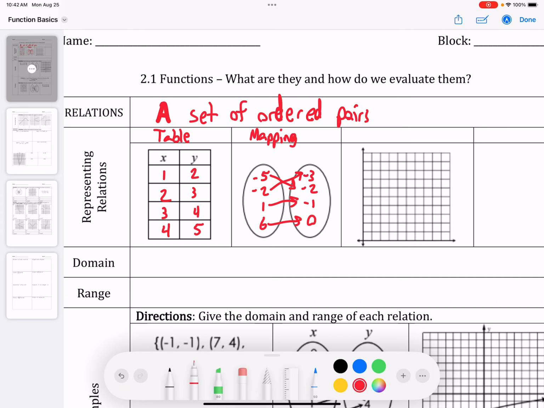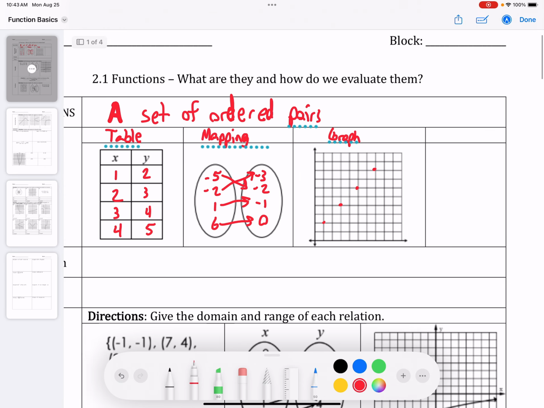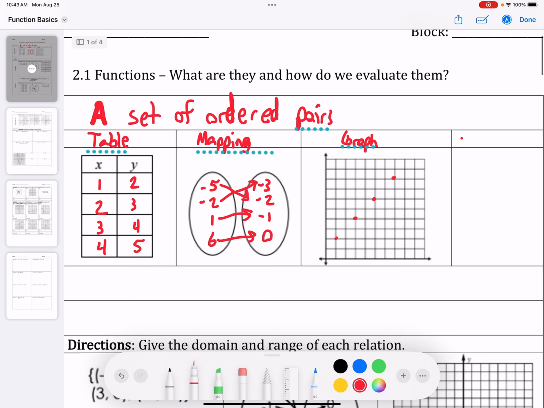And then the last thing is a graph. Well, second to last thing is a graph. Okay, so a graph is just a set of ordered pairs. So here's an example of a graph. We've dealt with graphs enough. And then the last thing is an equation. So, like, if you have y equals negative 3x squared plus 7.